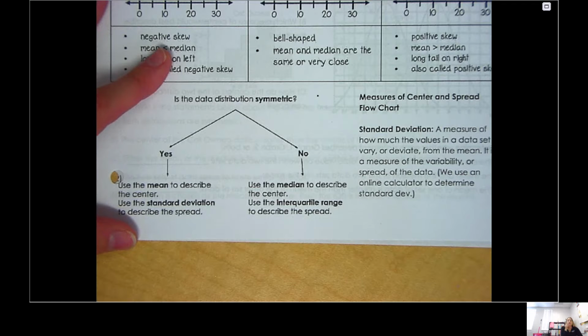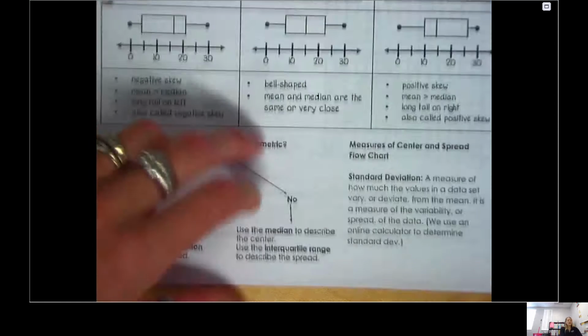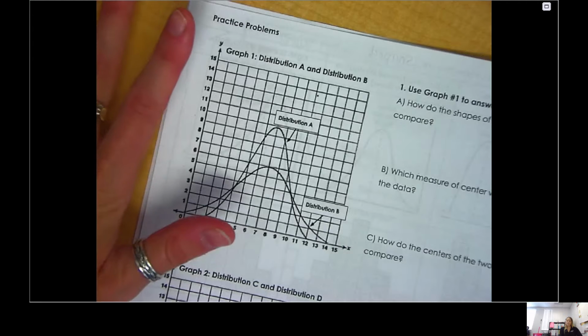So we're going to use that little flow chart to help us answer the questions on the back side. So let's take a look at the next one. We're going to be flipping back and forth. Just so you're aware, we are going to be flipping back and forth.